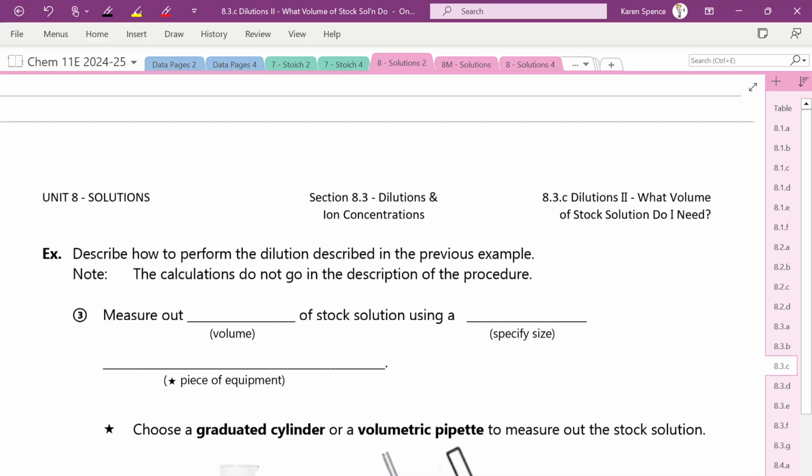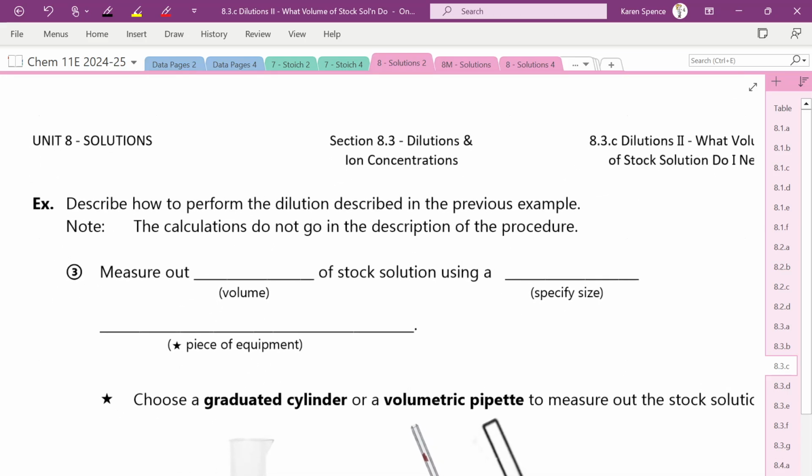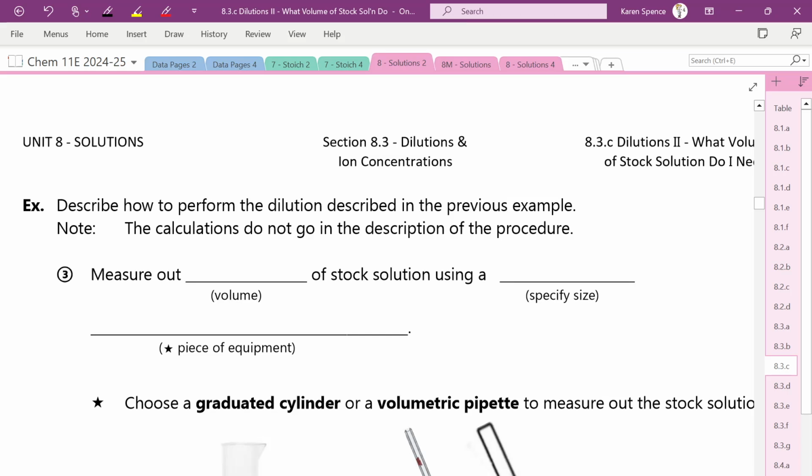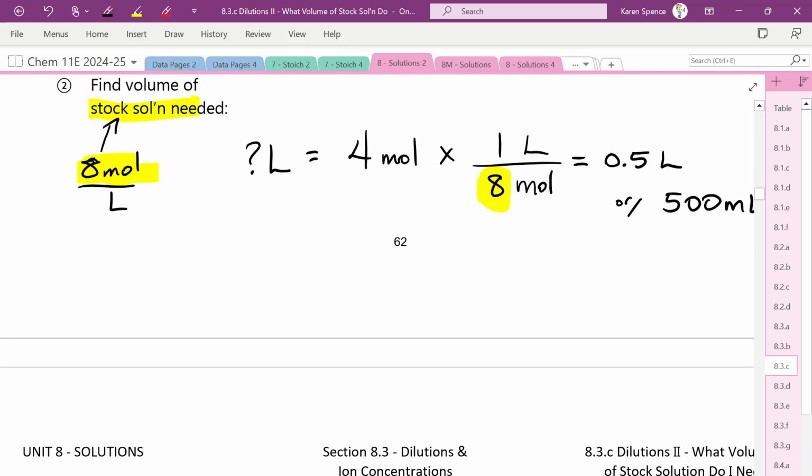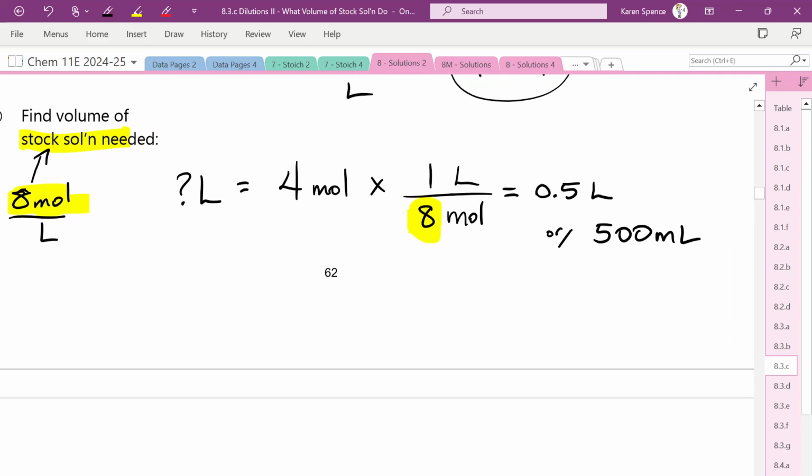Now we are going to get a little more practical because tomorrow you guys are going to do a little mini lab. Again, you're going to practice making a solution from scratch, but then you are going to dilute it. So let's think about this one. We're going to describe how to perform the dilution. So we need to measure out how much stock solution. How much stock solution do we need to measure out in this example?